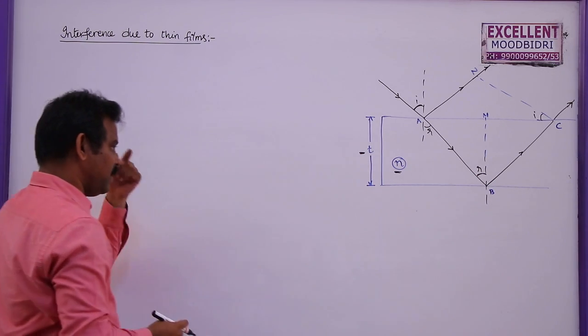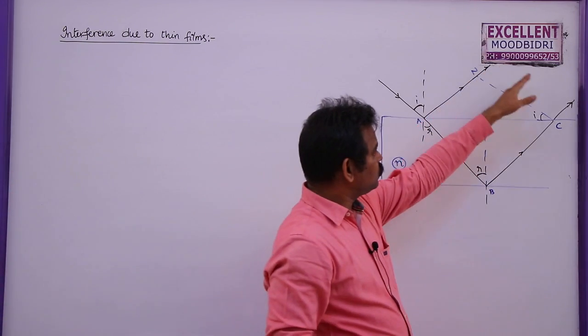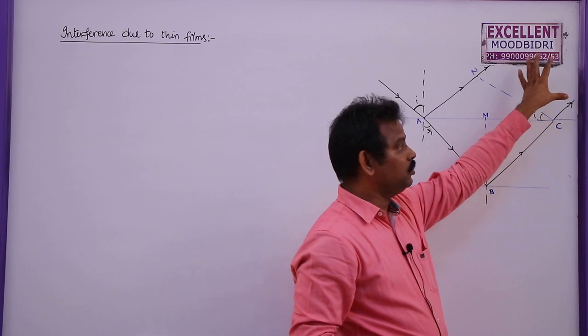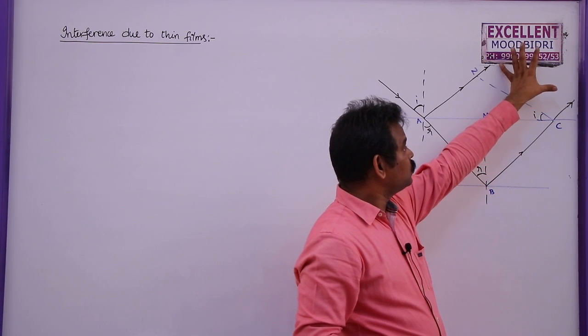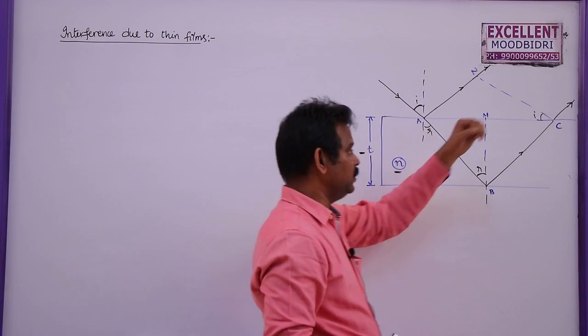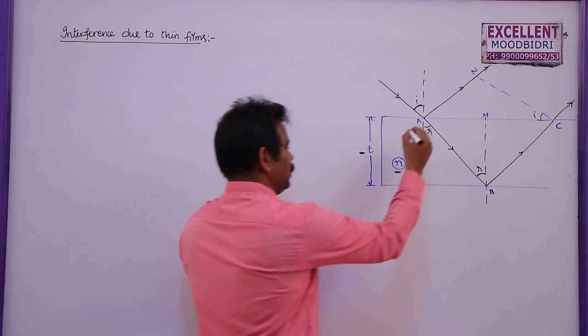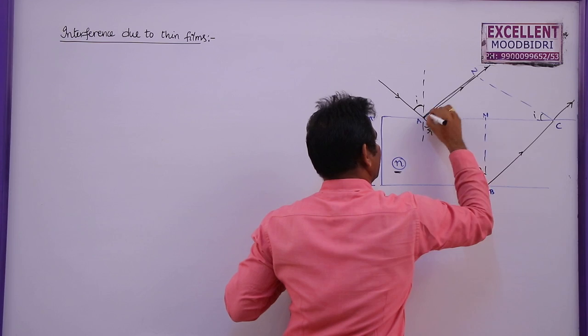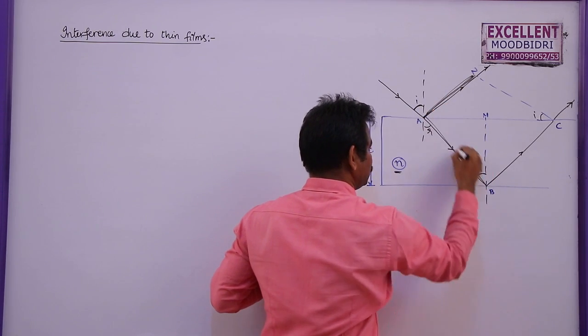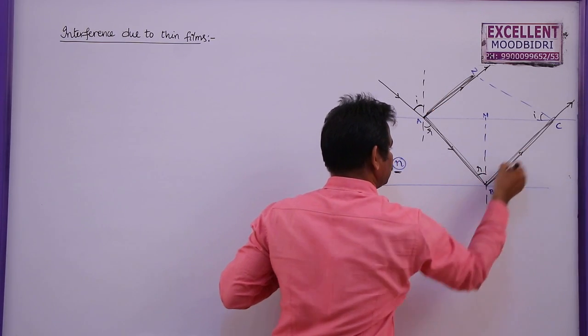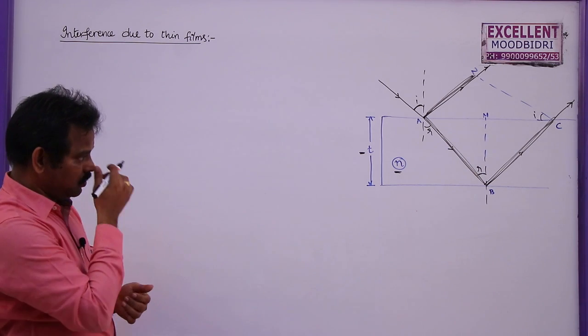So what is the path difference between these two emerging light rays? When these two undergo superposition, interference may take place. To find this out, first of all, this is the path travelled by the light in air, AN, and this is the path travelled by light inside the denser medium, that is AB plus BC.